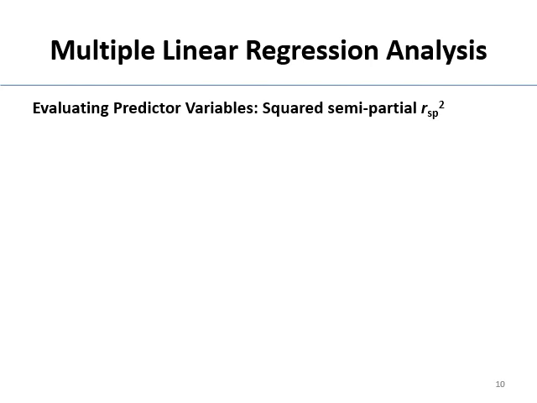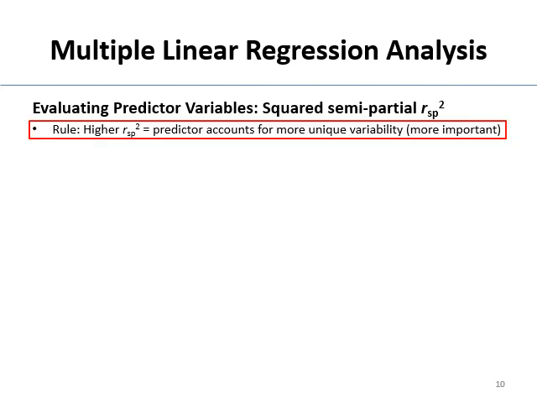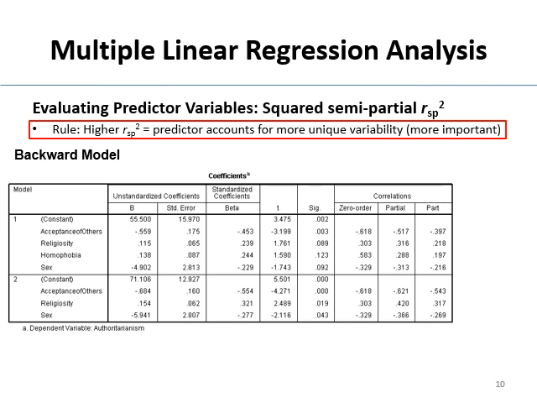So how about in terms of unique variability that each one predicts? What are the most important variables in your model? We're going to square our part correlations to get squared semi-partial correlations, and it's going to tell us which predictor accounts for the most unique variability. And what that means is only that predictor accounts for that variability. That's why you want that predictor in your model. That's why it's important for the model, because the other ones don't have overlap where they could pick up some of it.